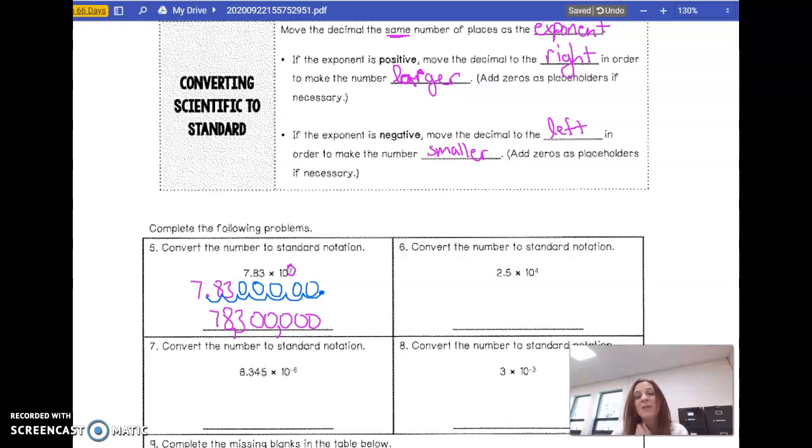Same thing over here. Converting this 2.5 times 10 to the 4th to standard notation. I'm going to take my 2.5 and I'm going to move my decimal point over, which is right here, 4 times to the right to make it larger. 1, 2, 3, 4. So in this case, we're moving over 3 times. So I have a 2, 5, and 3 zeros, which gives me 25,000. So 2.5 times 10 to the 4th is 25,000.